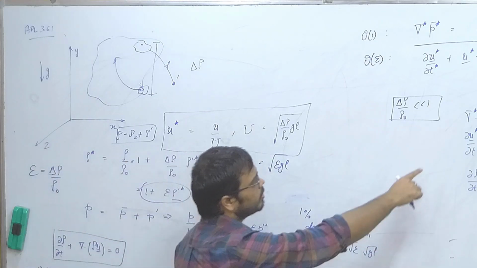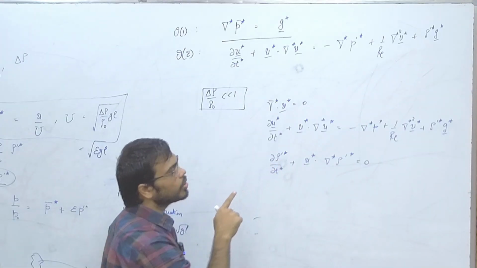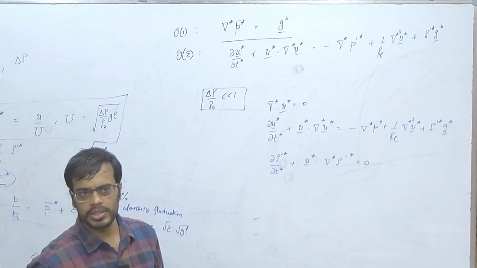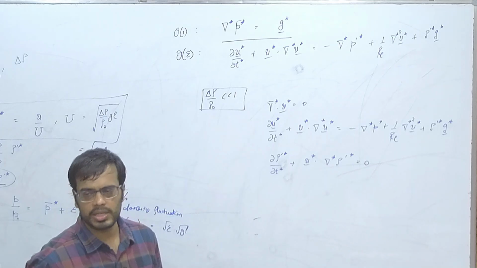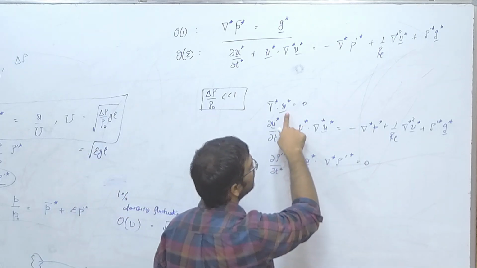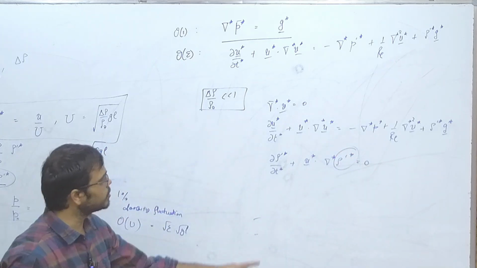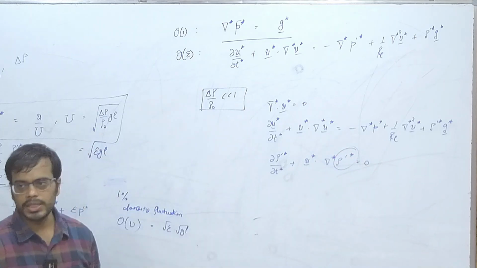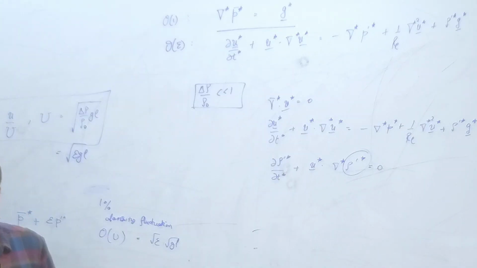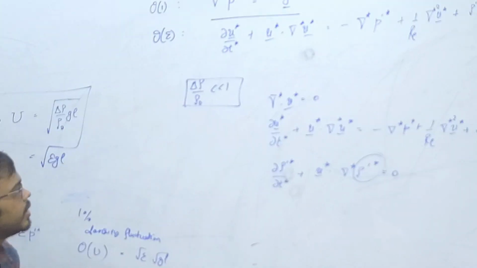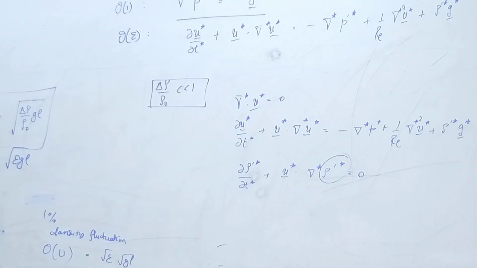So these are your governing equations. If you notice, compared to your standard incompressible flow equations, where you just have velocity and pressure as unknowns, you have velocity, pressure and the density perturbations as unknowns. So that's why you have obtained an additional equation.